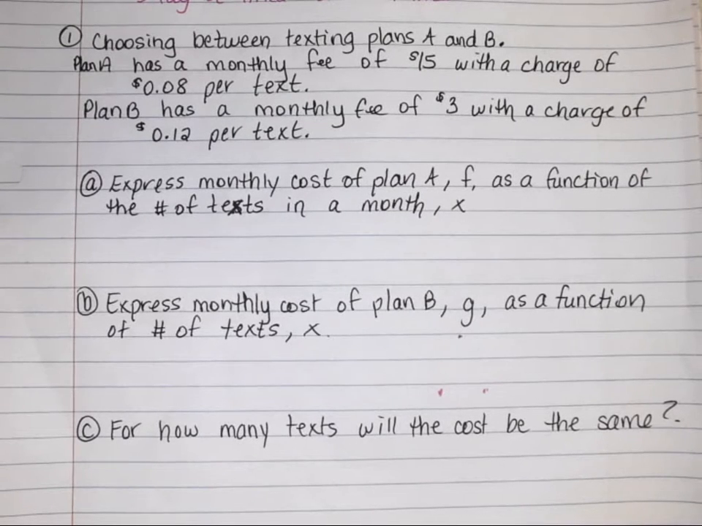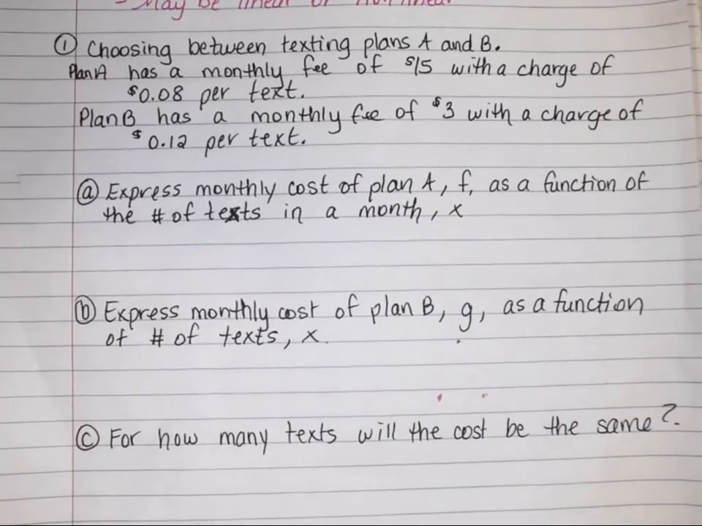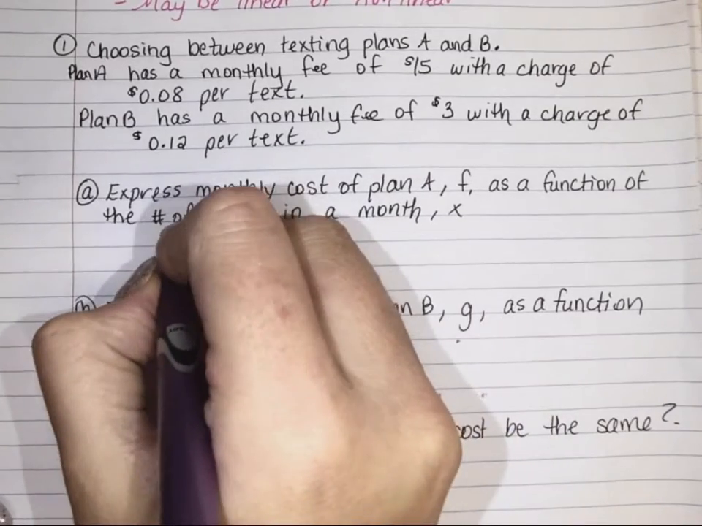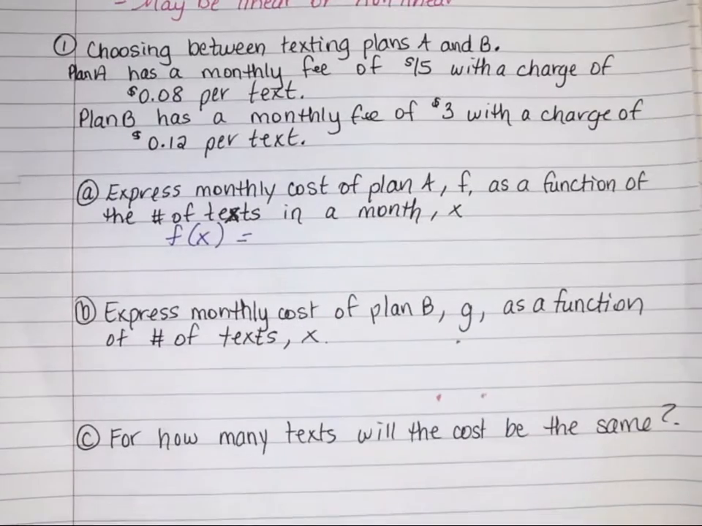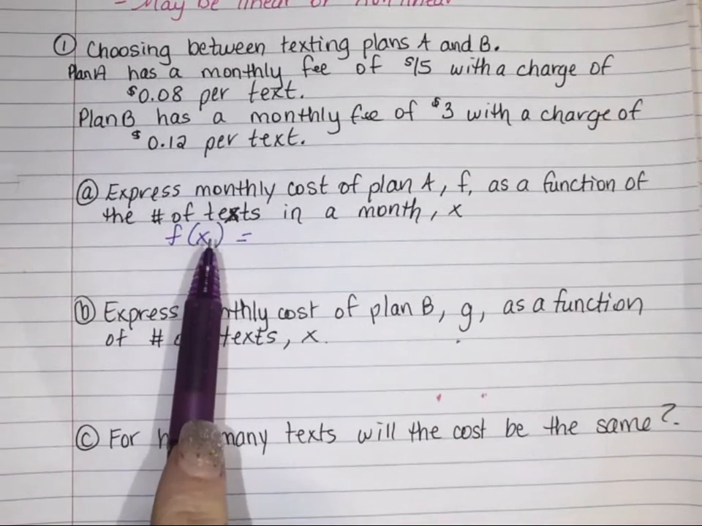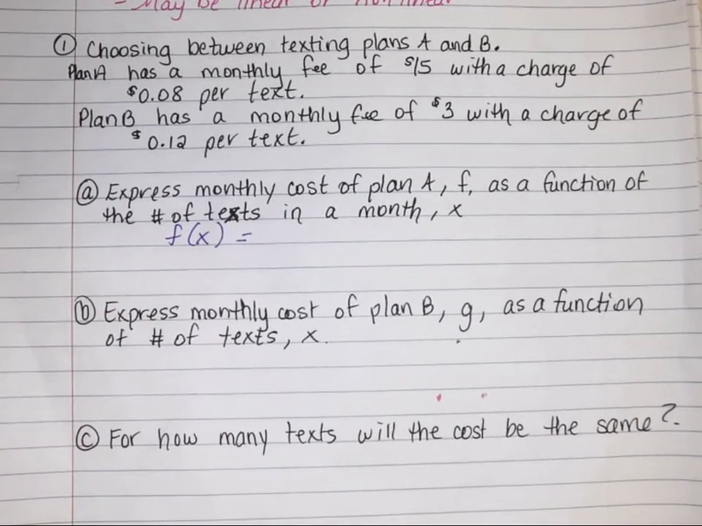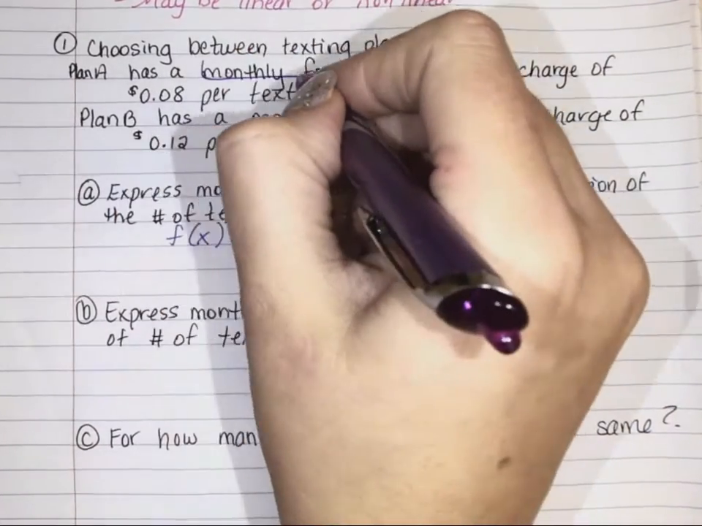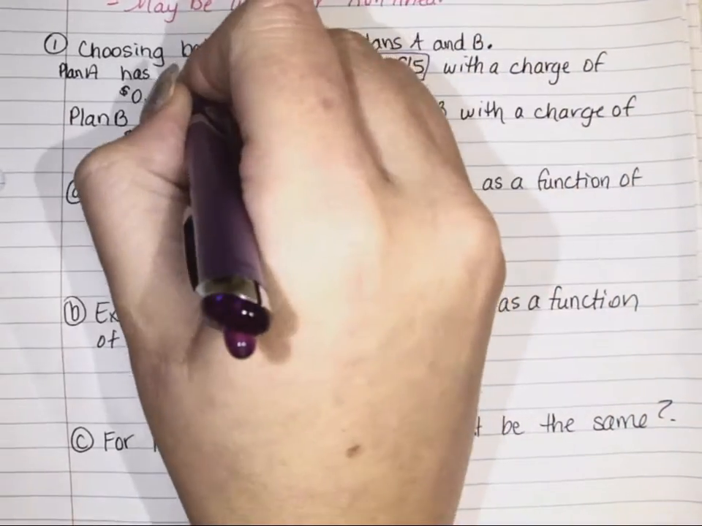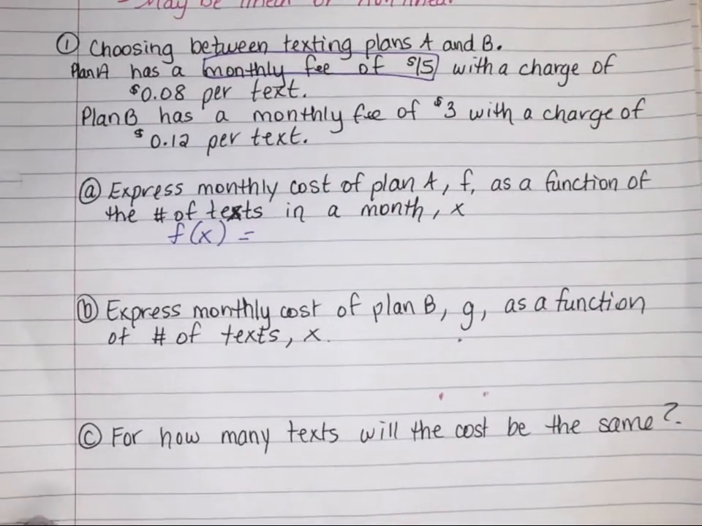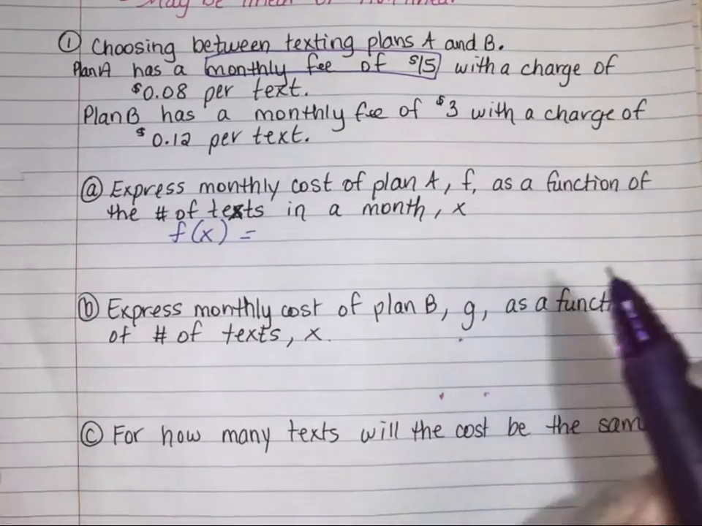In part A, if I'm wanting to express that as a function f of x, cost of plan A in relation to the cost of the text, notice in plan A you have a monthly fee of $15. So if we go back and read and try to decipher the information that we're given, if you ever see a flat rate like this in a particular problem, that is usually going to be represented by a constant value, or always actually will be represented by a constant.